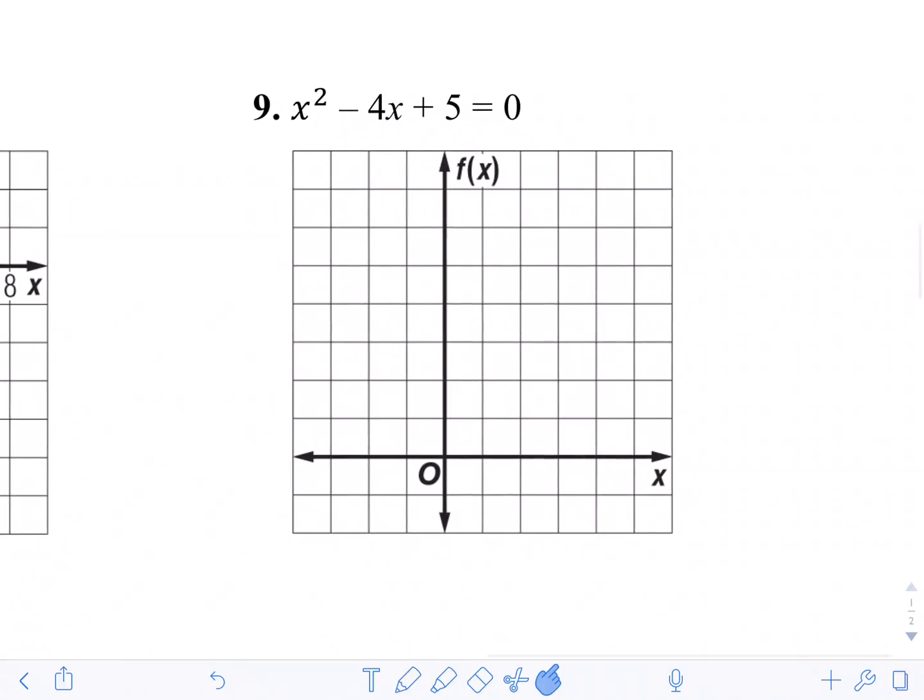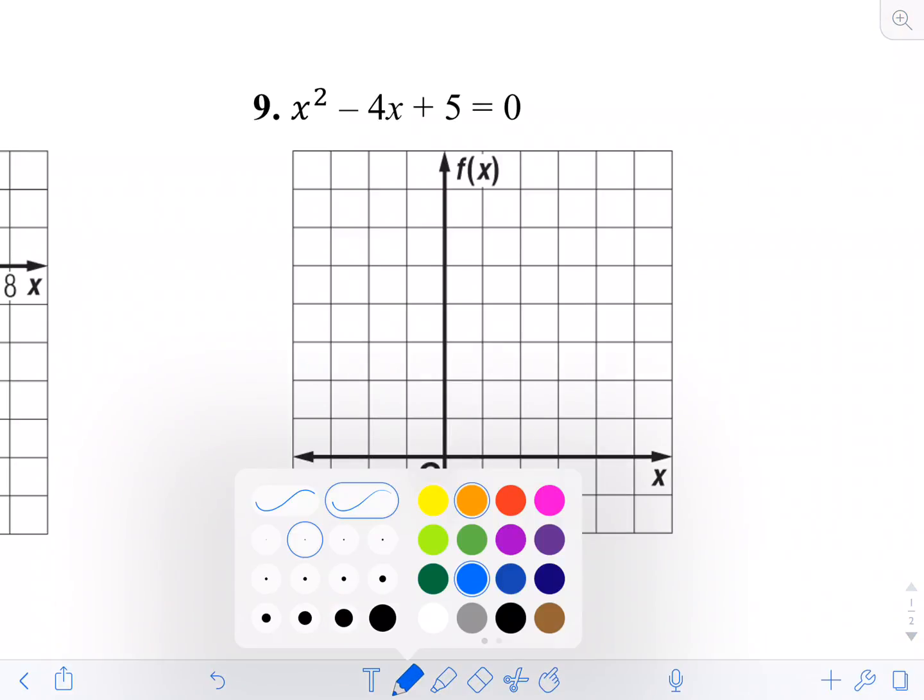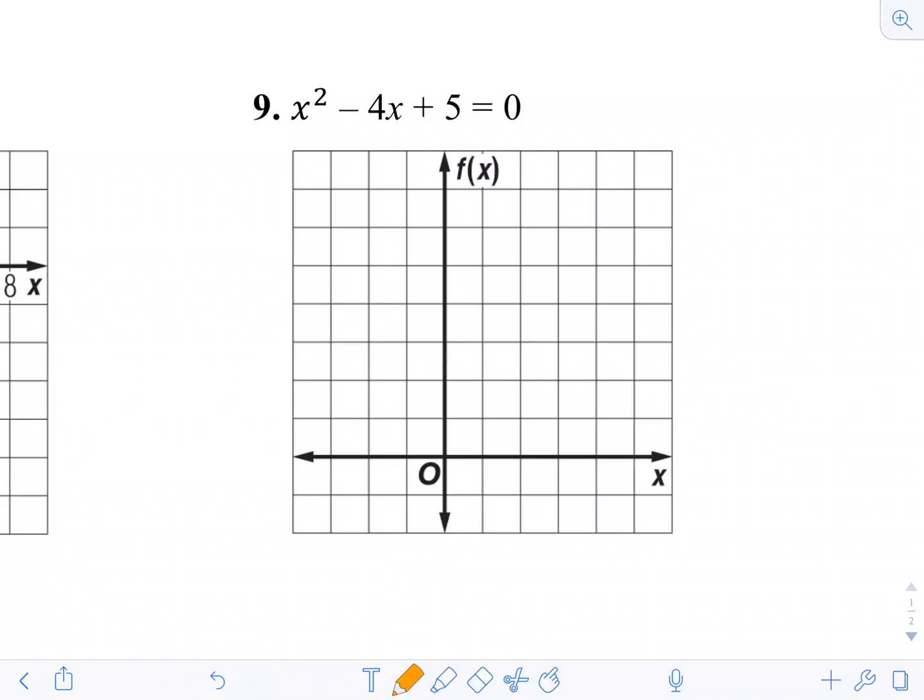All right, last one that we're going to do is x squared minus 4x plus 5 is equal to 0. So I'm going to look at my table. Let's see, cannot graph that. I can graph my first point at 0, 5. 1, 2, 3, 4, 5. Then I have 1, 2. Then we have 2, 1. And then I have 3, 2.